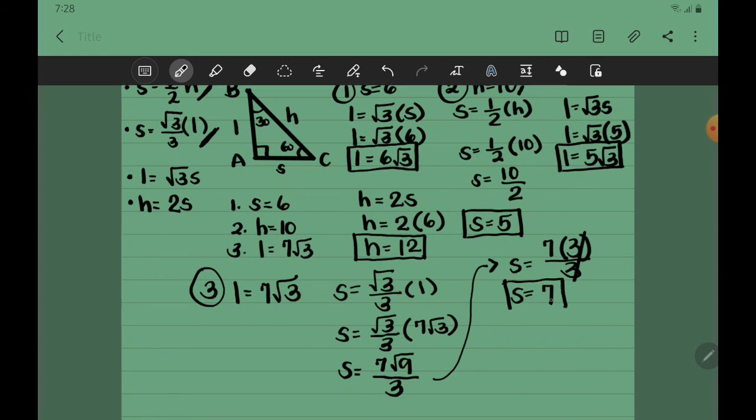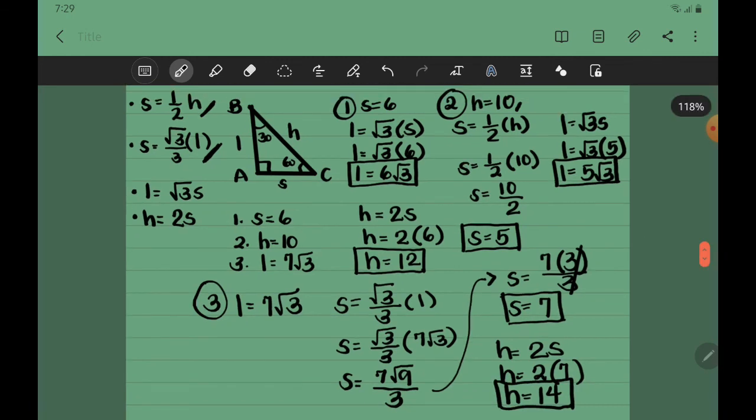And since meron na tayong value ng S, pwede na nating isolve si H kasi meron na tayong value ng S. So, we're going to have 2 times yung S, which is yung sagot natin, 7. 2 times 7, that is 14. So, our hypotenuse is 14. So, that is our 30, 60, 90 right triangle theorem.